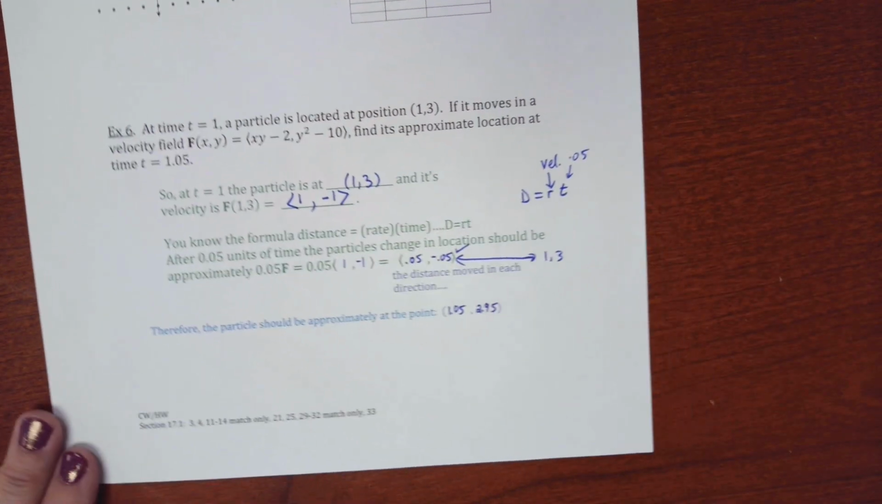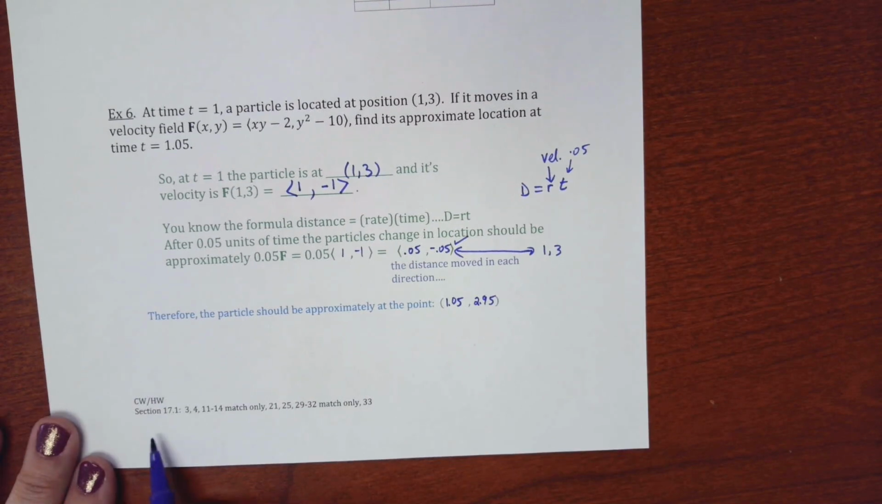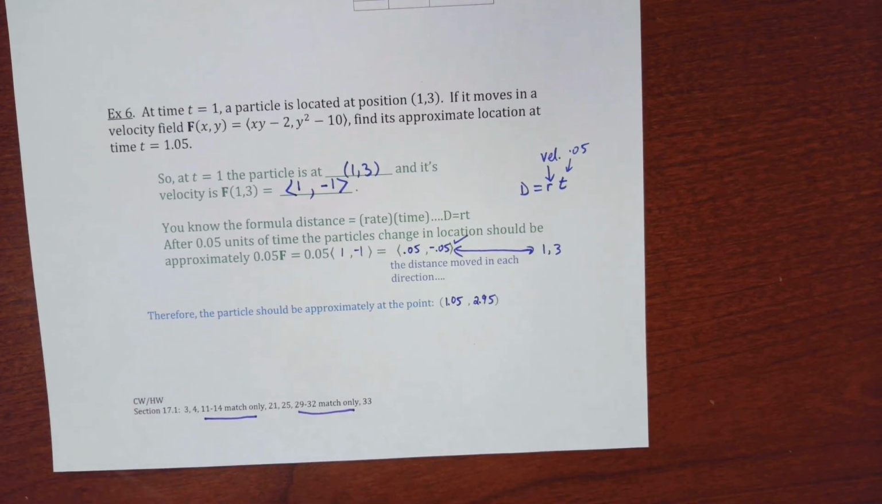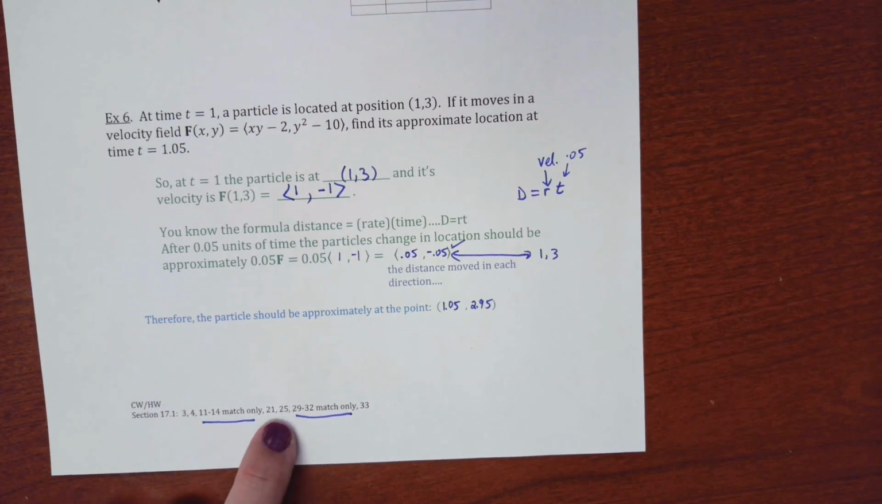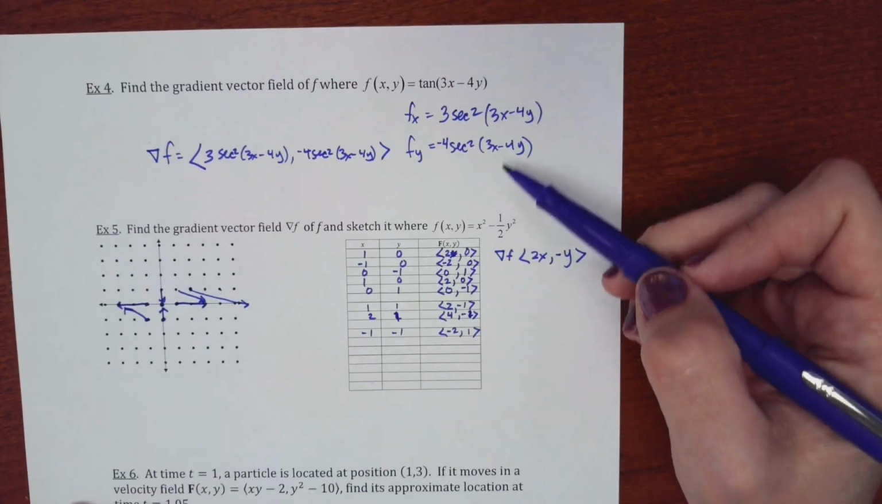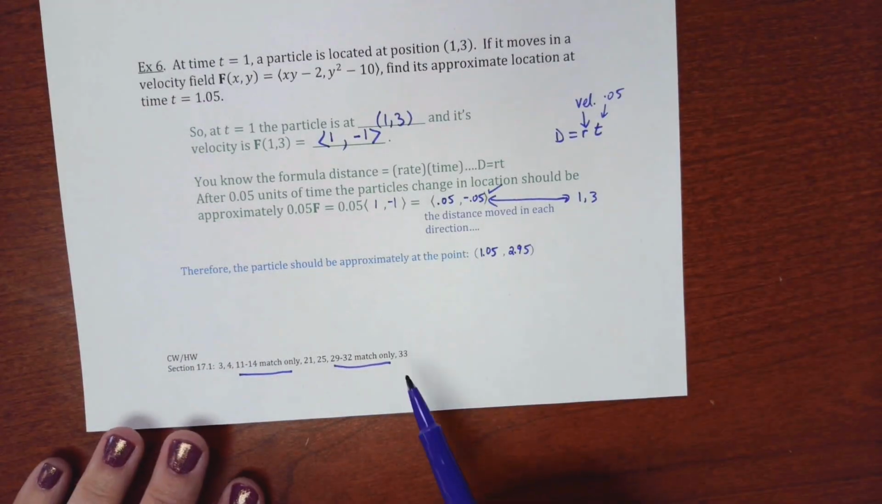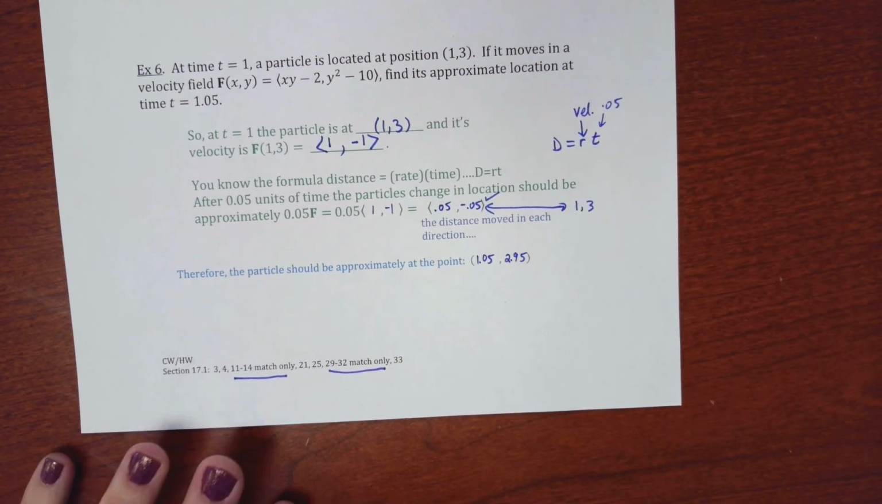Okay, so that's just like a little physics problem there. All right, so there's your homework. These two pieces are matching only, so that would be kind of quick. And this is some drawing, and a couple of these are figuring out, just like we did up here, doing the derivative, and I forget what 33 is, but it might be drawing the del f.